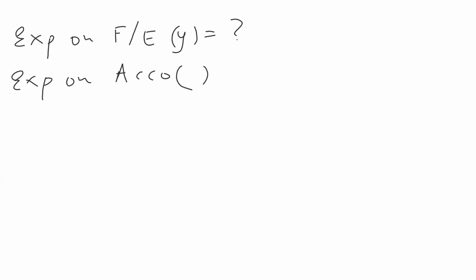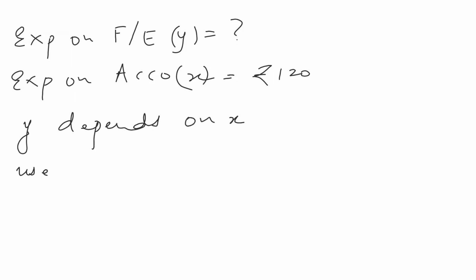is given as rupees 120. So expenditure on accommodation is 120. On food and entertainment we need to find out, but then expenditure on accommodation is 120. We need to find out Y. So Y depends on X, right? Since Y is not known, Y depends on X. Use line Y on X.